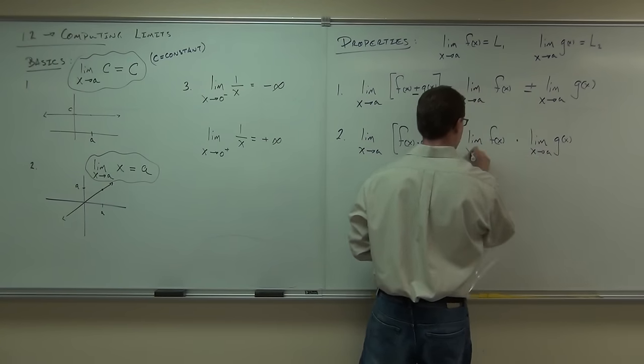So our idea is, we're going to have to take some one-sided limits, because each piece is different, right? We're going to take one-sided limits and see if they match up. If they match up, great, the limit exists. If they don't match up, then no, the limit doesn't exist. Are you with me on this?